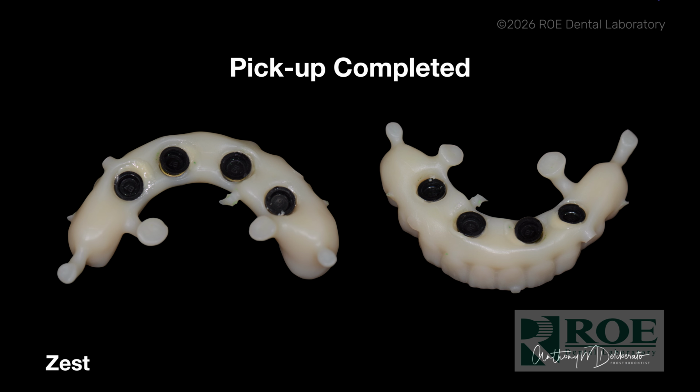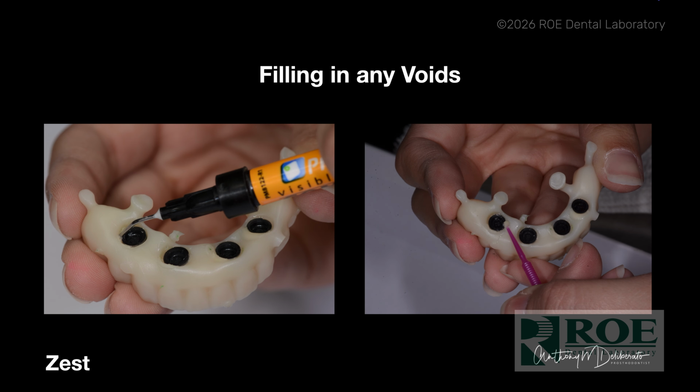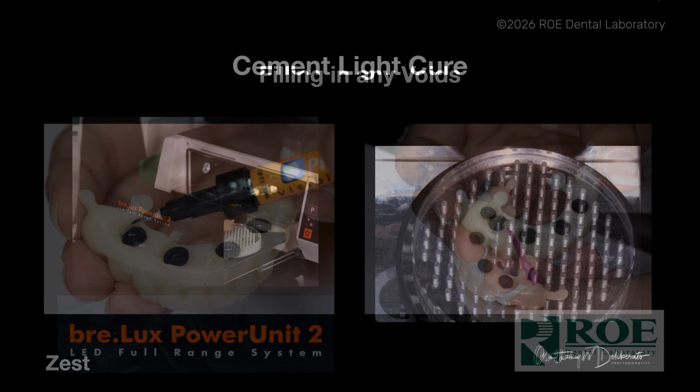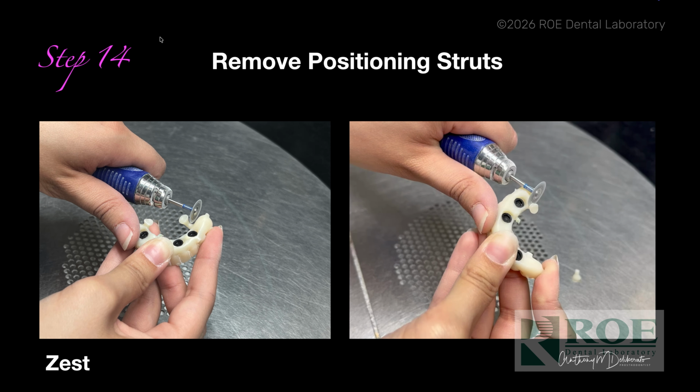So we've completed the pickup. Sometimes we could have some little voids in the intaglio around those processing housings, so we could take our flowable material, make sure that there's no little air bubbles so that we have a nice cleansable intaglio of the prosthesis. Throw it in a light curing unit to make sure it's fully cured. And now that we have our processing housings in place, now we can cut off the struts because we don't have to go back to that model anymore.